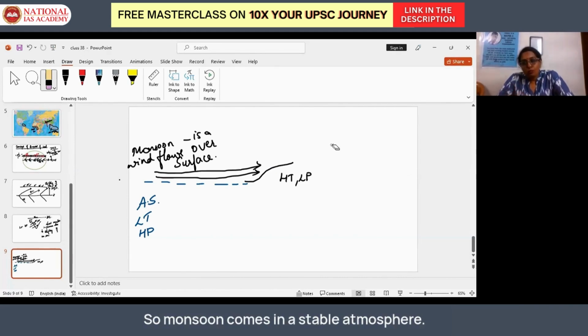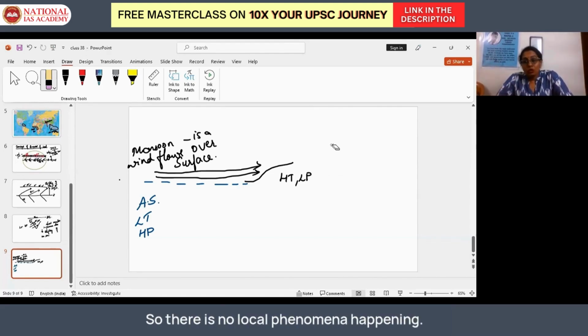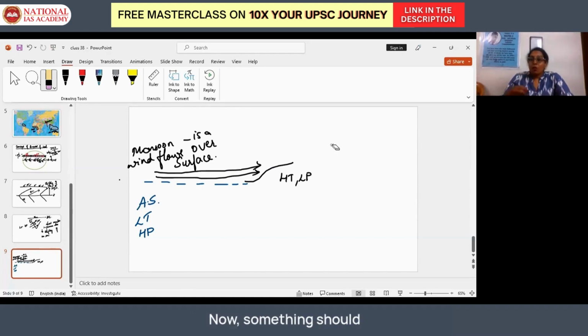So monsoon comes in a stable atmosphere. There is no atmospheric instability. It is just wind coming from somewhere, so there is no local phenomenon happening. Your monsoon is in stable atmospheric conditions. Now something should happen for this air to rise up. You should forcibly make it rise up.